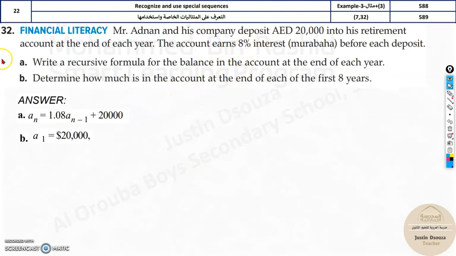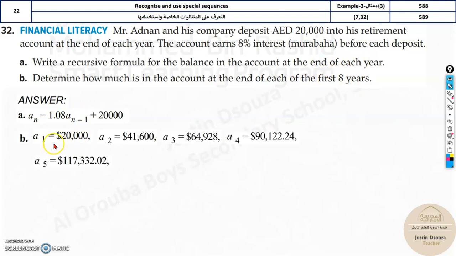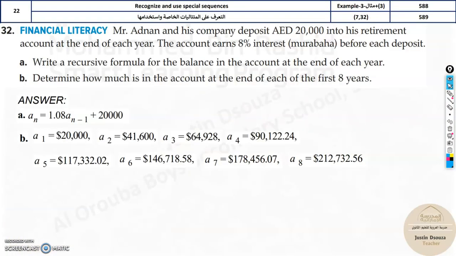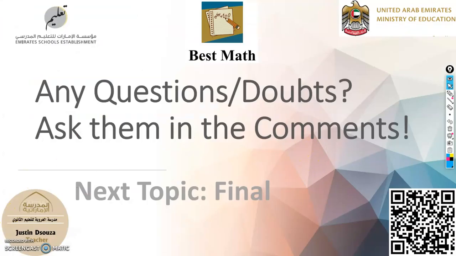This is just like what we just now solved, just that you have to find it until 8 years. Again over here, this is in dirhams, not in dollars, but the answers are the same thing. Please solve it by yourself and then check the answers. So that is the end of the 22nd topic. And the next topic would be the last topic in the last final video.